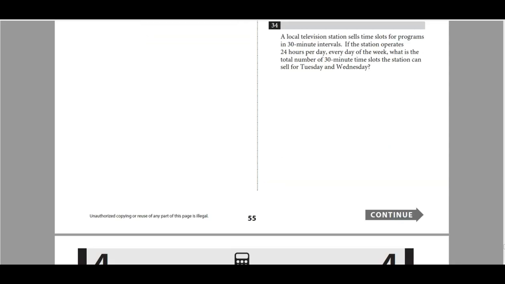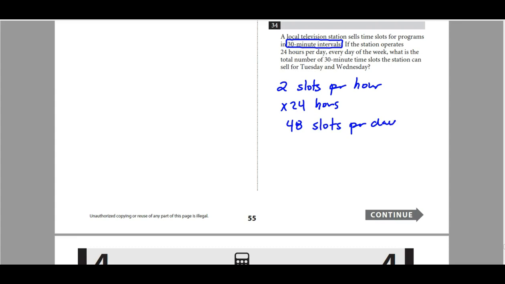All right, number 34 says a local television station sells time slots for programs in 30-minute intervals. So every 30 minutes they have another slot. So that right there tells me that I have 2 slots per hour, because there's 2 half-hour intervals there. And they do it 24 hours a day. So 2 slots per hour times 24 hours. So that would be 48 slots per day.